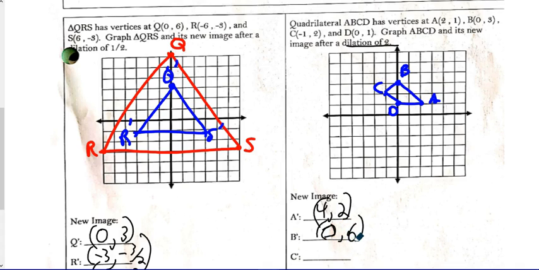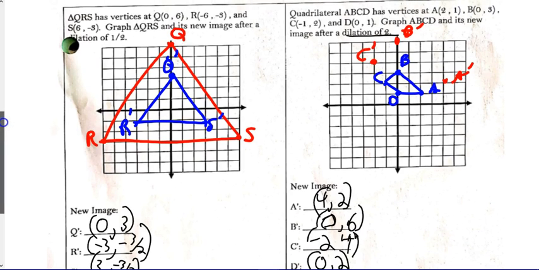C: negative 1 times 2 is negative 2, and 2 times 2 is 4. I don't know what's going on with the board there. All right, and then D was at 0, 1, so it's going to be still 0, but 2, because 2 times 1 is 2.